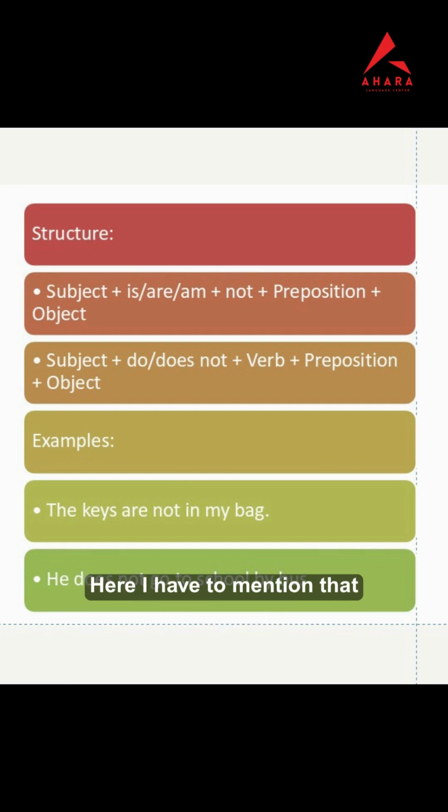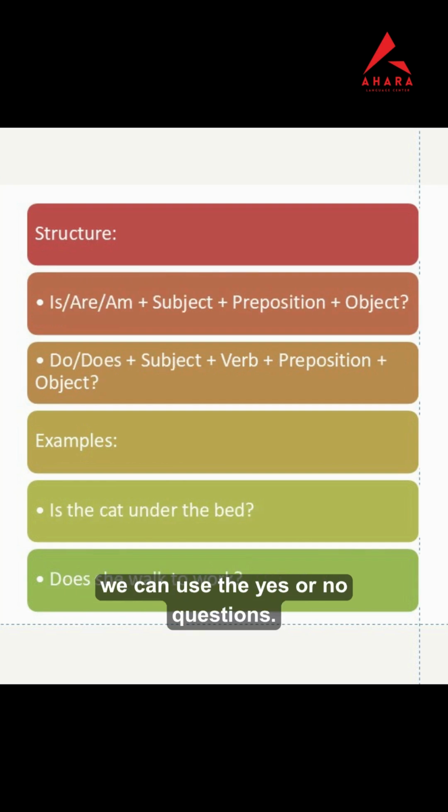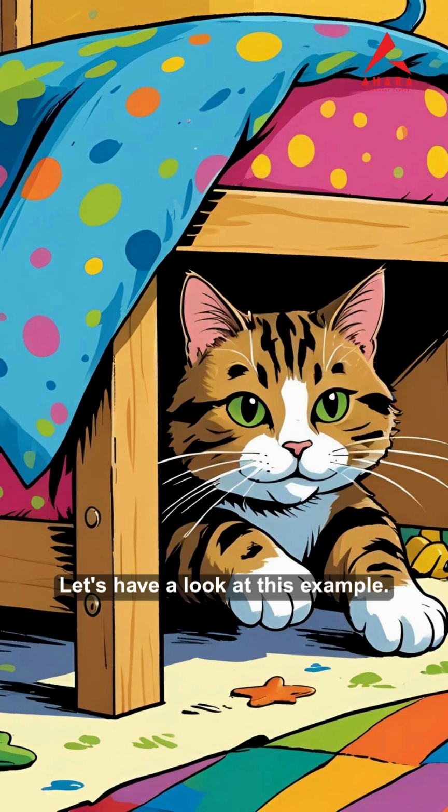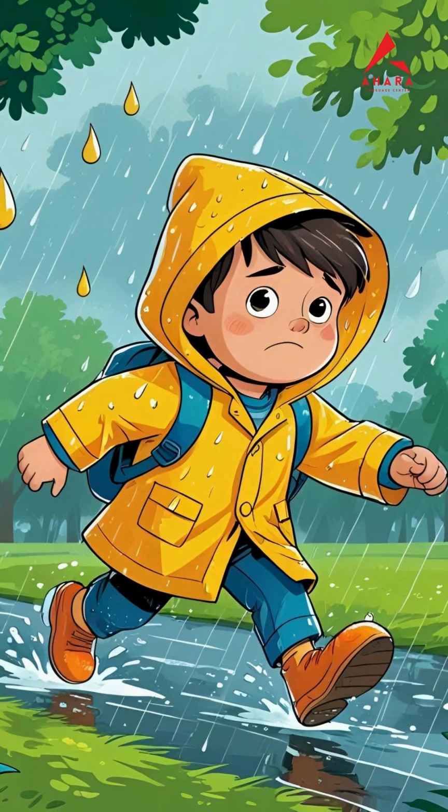Here I have to mention that we can use yes or no questions. See the structure. Is, are, am plus subject plus preposition plus object. The other method: do or does plus subject plus verb plus preposition plus object. Let's have a look at this example. Is the cat under the bed? Does she go to work?